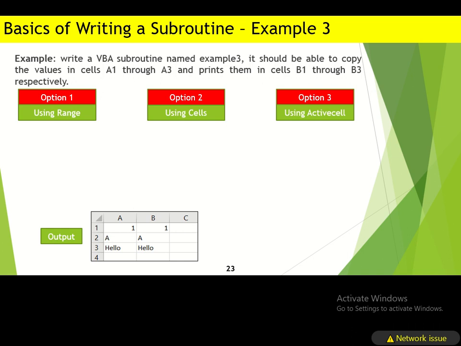Okay. Write a subroutine, and the name of the subroutine is example 3. It should be able to copy the values in cells A1 through A3 and print them in cells B1 to B3. Okay, so it takes the values from A1 to A3 and puts them in B1 to B3. So you are taking a value and you are printing the value. You are using both, right? You are doing both. Okay.